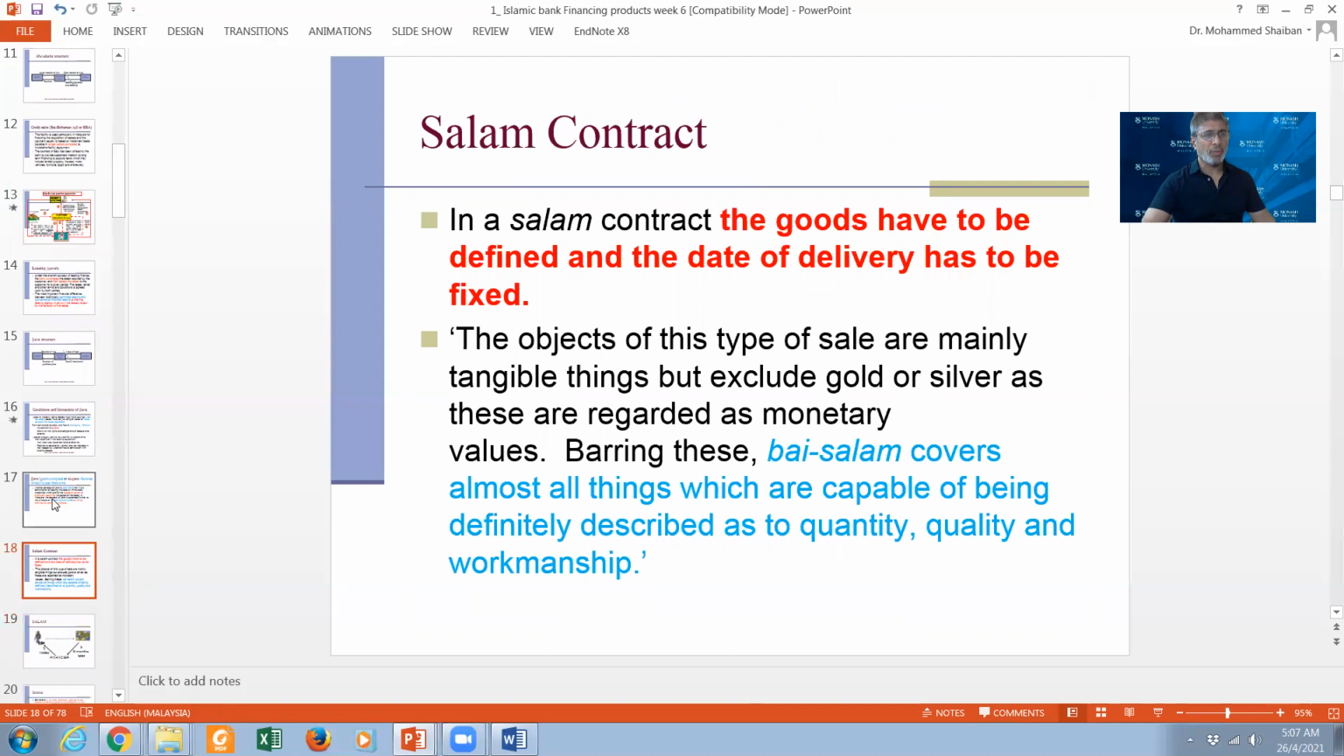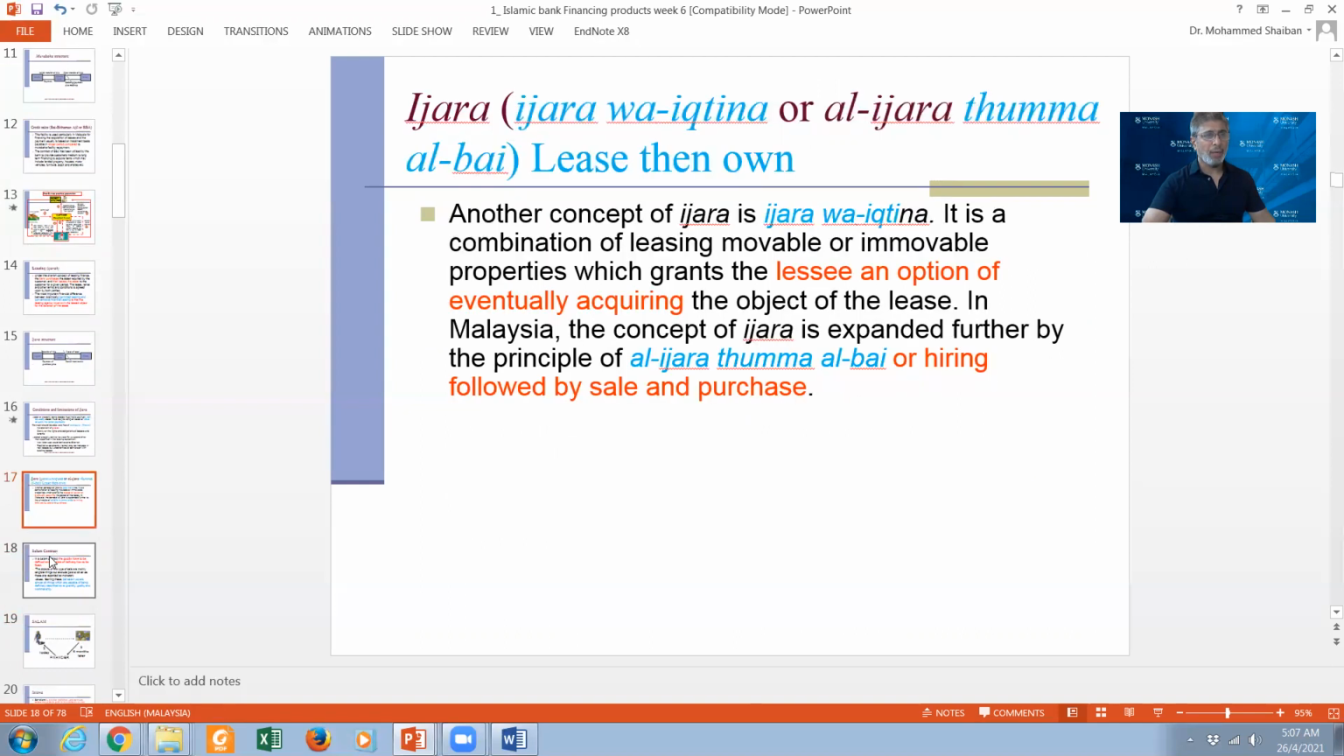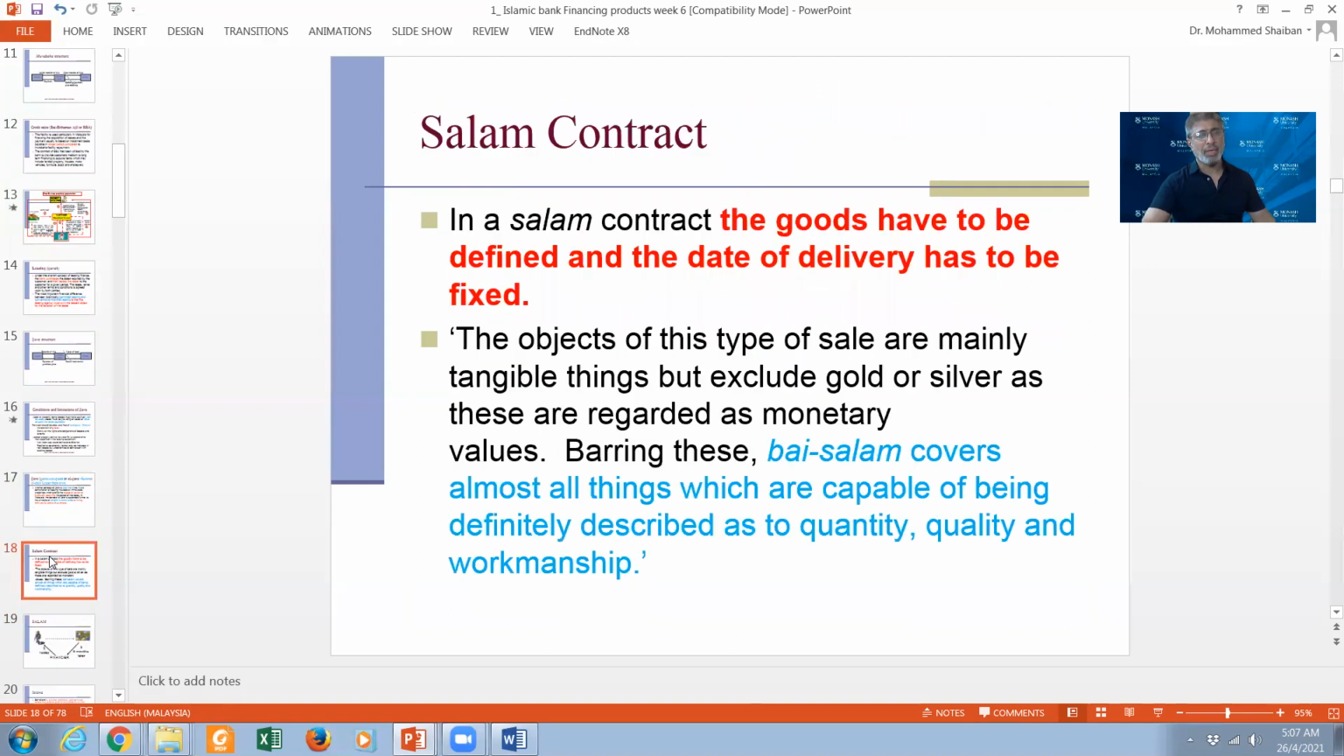Let me just go now to the next contract. We have the salam contract. They will tell you later why those contracts are used. The salam contract is actually a very, very useful contract. It started for farming, but now you can use it for anything. And that's actually very important.